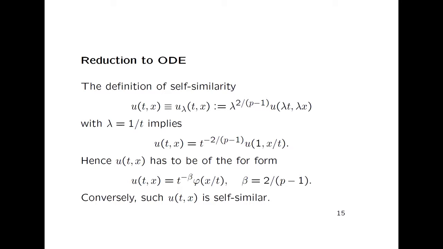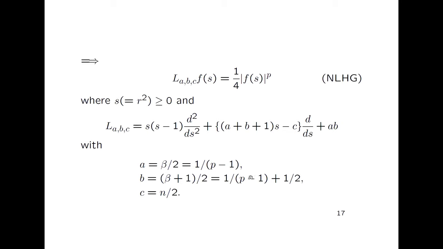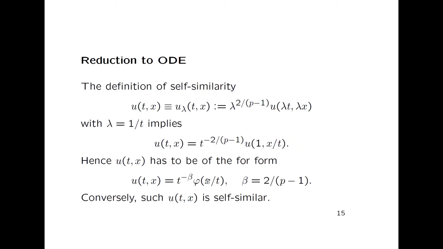I need to check the time. Okay, I still have some time. This is the first step, step one. Then step two is to find this phi. To determine this phi, we just plug this u into the NLW equation itself to deduce the equation for phi to satisfy. This is the next step.